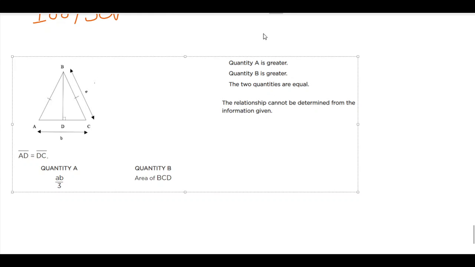Let's see what this question has to say to us. Oh, it's not saying anything, it just has a figure. So AD is, what is AD? AD is equal to DC. Oh, okay, so I see.